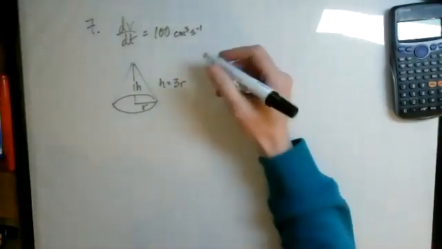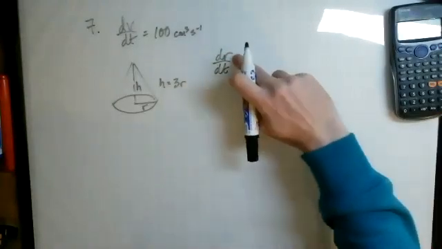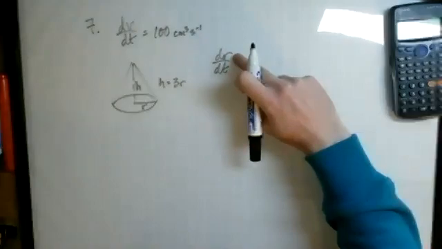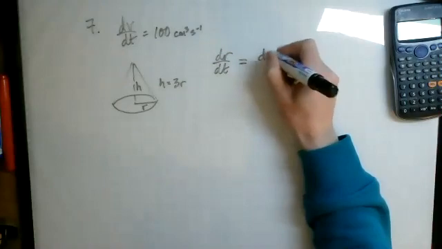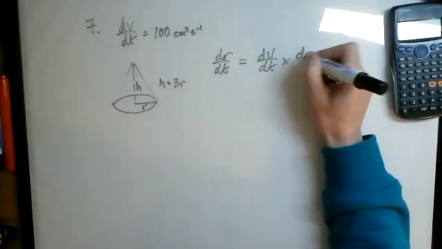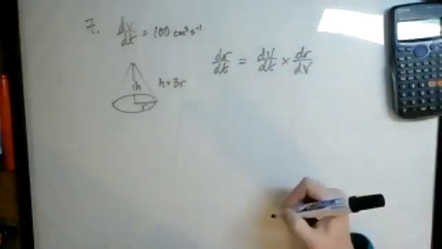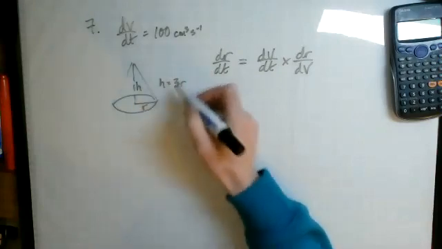So we want to find dr/dt, the rate at which the radius is changing. We have dV/dt, so we need dr/dV, and for that we need a formula for the volume.